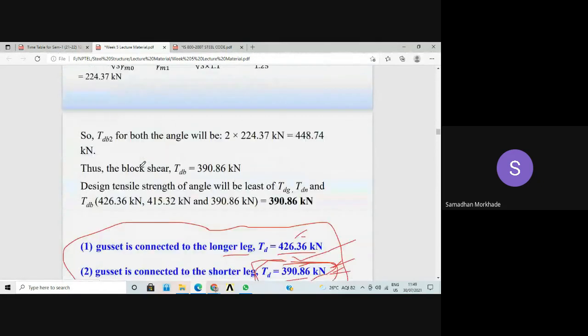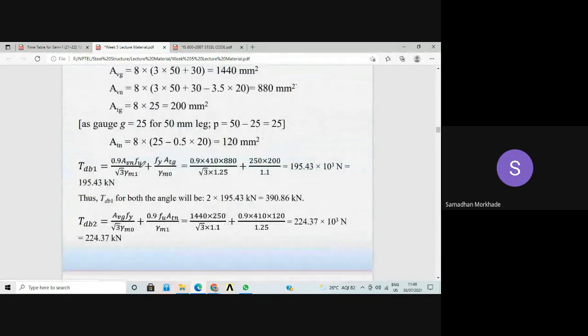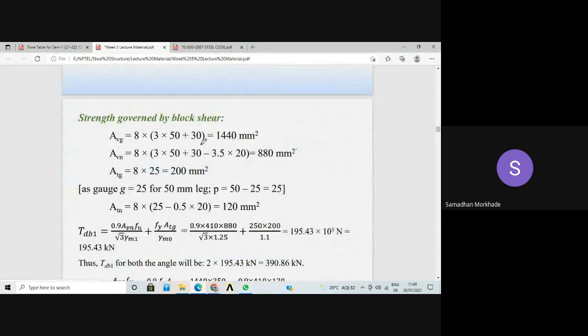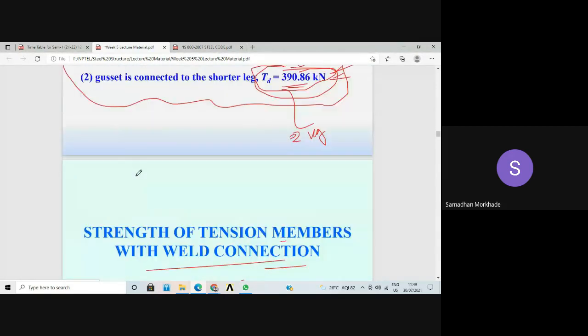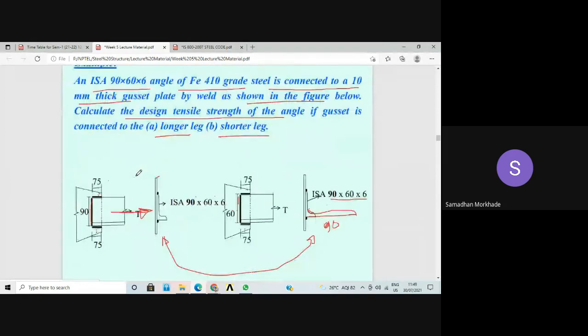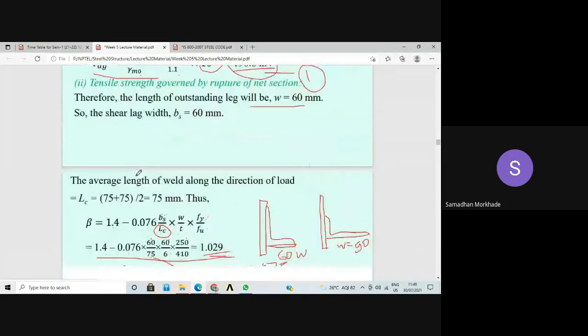Where is that? Block shear, AVG. Yes, this one. Okay, this is 8. This was the angle section. This was the angle thickness, not the gusset plate thickness. Here the gusset plate is thicker than the angle section, so the gusset plate thickness has been used.